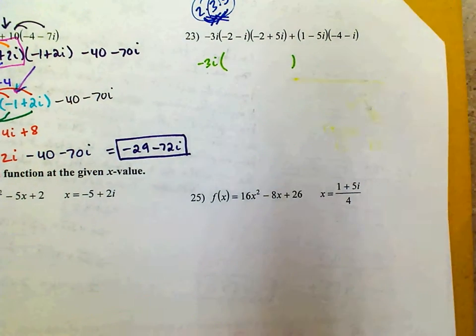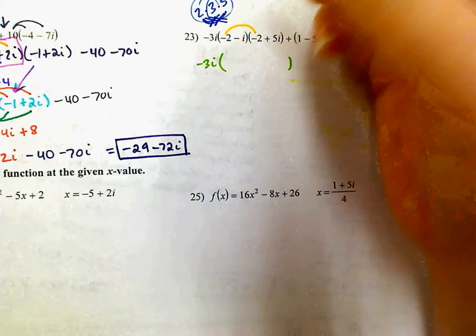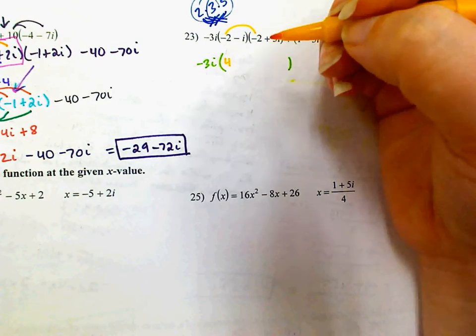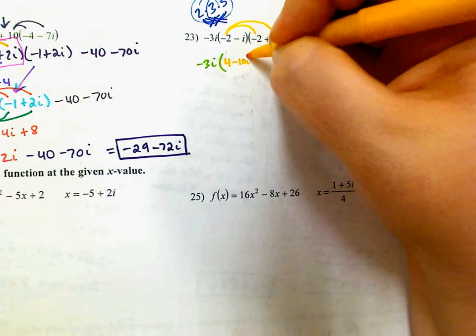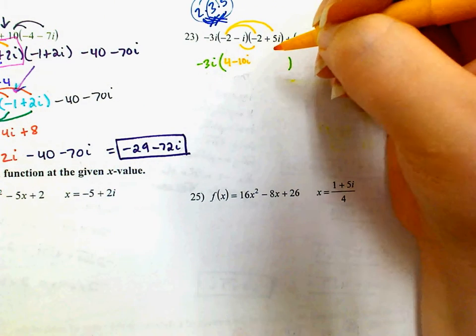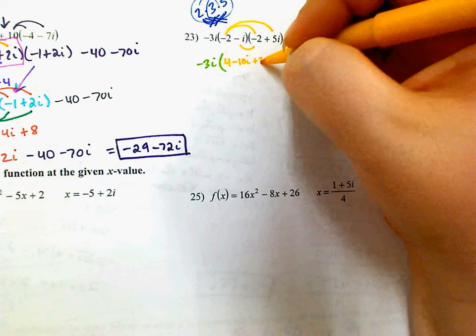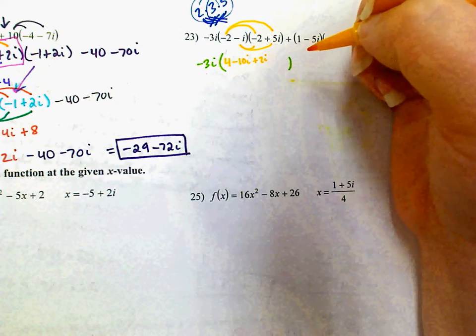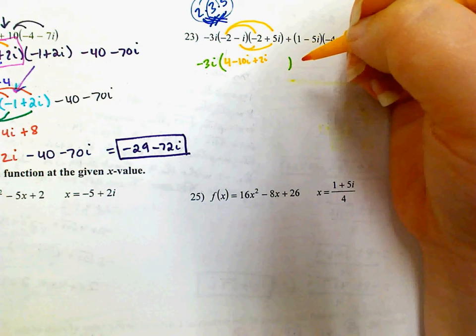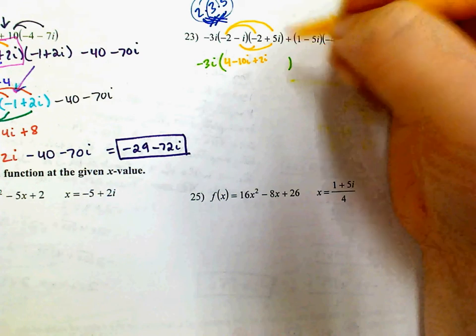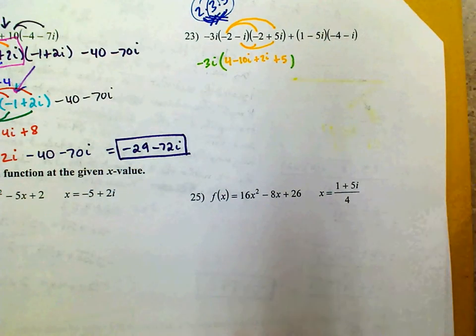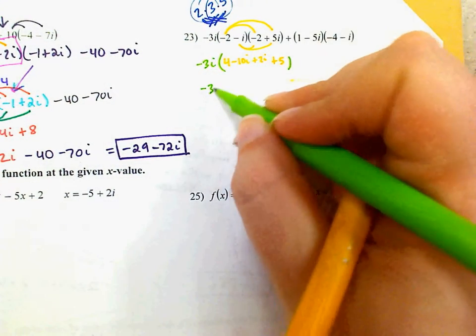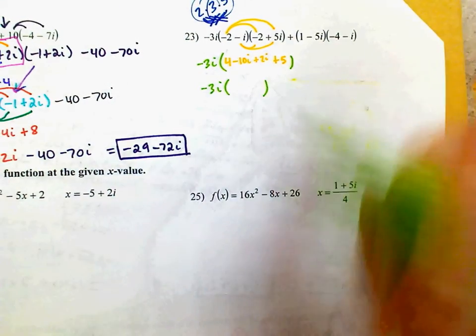Negative 2 times negative 2 is a positive 4. Negative 2 times 5i is a negative 10i. Negative i times negative 2 is a positive 2i. And negative i times positive 5i is a negative 5i squared, which makes it a positive 5. Okay? So I know I have negative 3i times, and let me just combine terms in the interior.